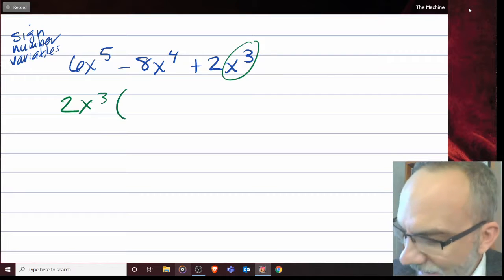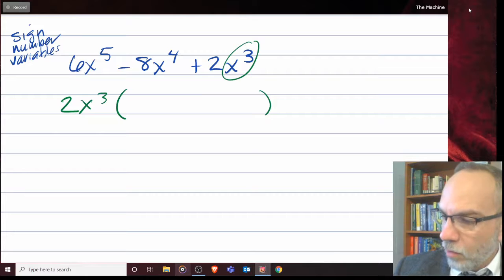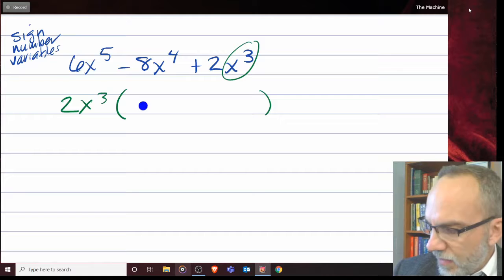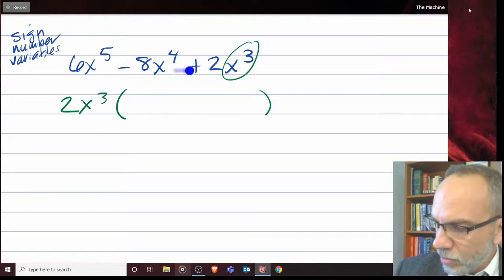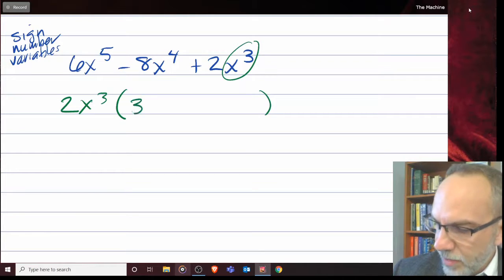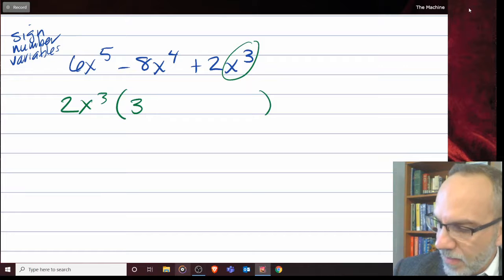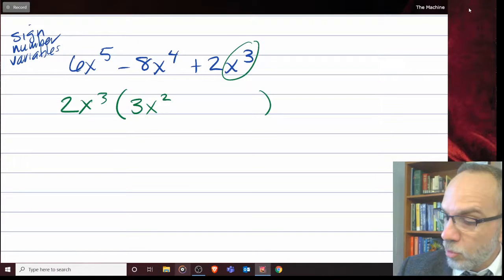Now, what remains after I factor that out? In other words, what do I multiply 2x cubed by in this group so that I get these terms in the end? 2x cubed times what gives me a 6x to the 5th? Well, 2 times what gives me 6? That would be a 3. And then what do I multiply x cubed by to get x to the 5th? Hopefully you can see that that's going to be x squared.